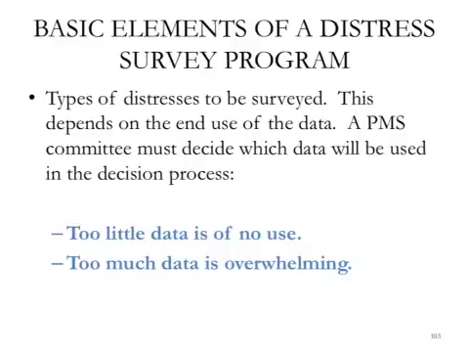So typically what happens is the PMS committee has to decide which data is to be used in the decision process. Besides picking what distress to survey, we also need to know the extent of data that we need to collect. For example, too little data is of no use because we can't use it to predict future performance, but at the same time you don't want to collect too much data, which is going to be overwhelming to the technicians and everybody else, and eventually it won't be used. So you need to be somewhere in between.